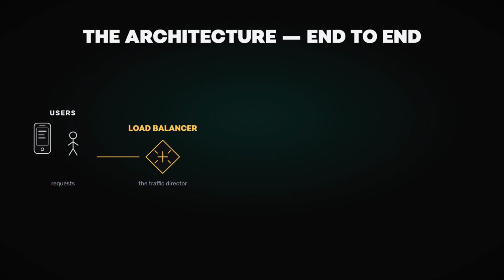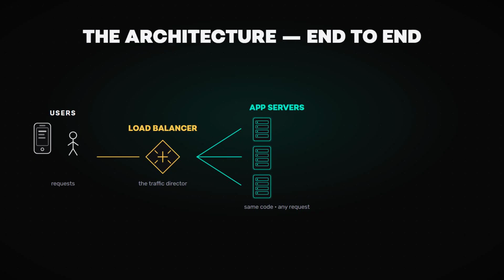It sits in front of your entire fleet and decides which server should handle each incoming request. Round robin, least connection, random. There are different strategies and we will cover them in the next video. Behind the load balancer are your application servers, 2, 3, 10, it doesn't matter. They all run the exact same code.